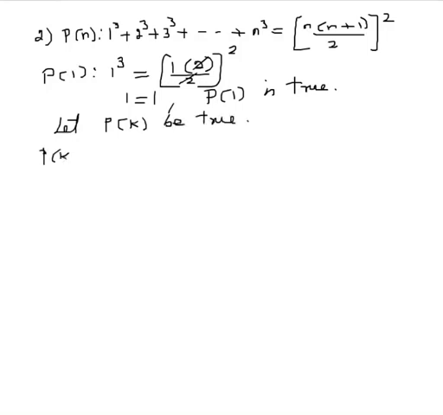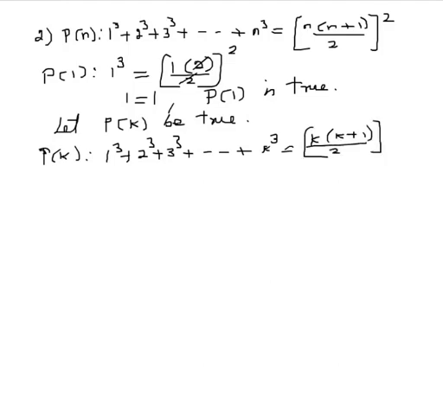I am writing the P of k statement, which is 1 cube plus 2 cube plus 3 cube, etc. The last term will be k cube. This is the kth term, and which is equal to, substitute n as k, k times k plus 1 by 2 the whole square.